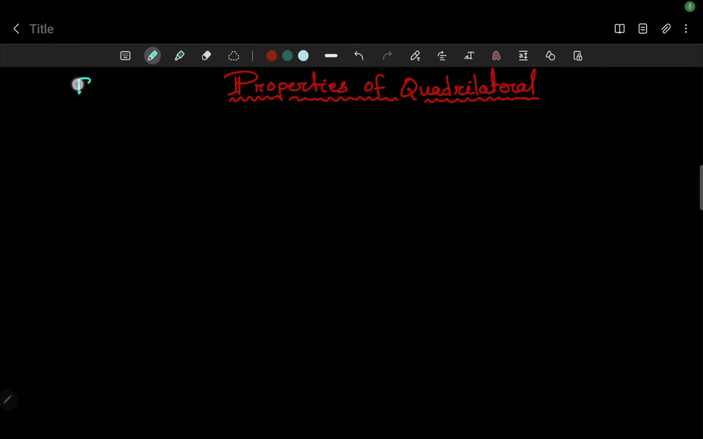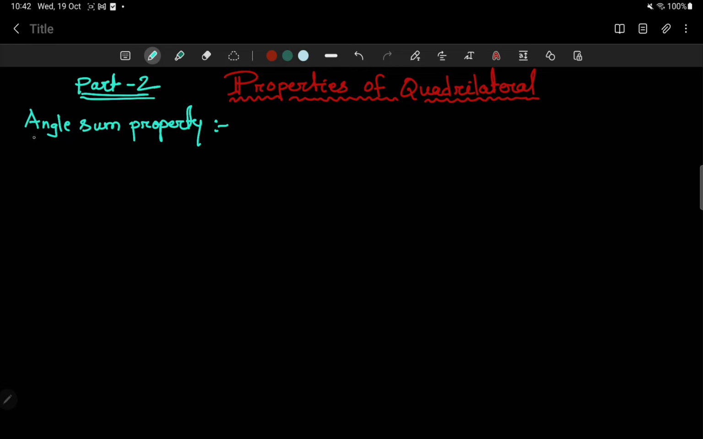So this one is part 2 for quadrilaterals, and in this video we will be studying about properties of quadrilateral. In properties of quadrilateral, the first property that comes to our mind is the angle sum property, which comes in each shape that we study. So angle sum property, which you already know.